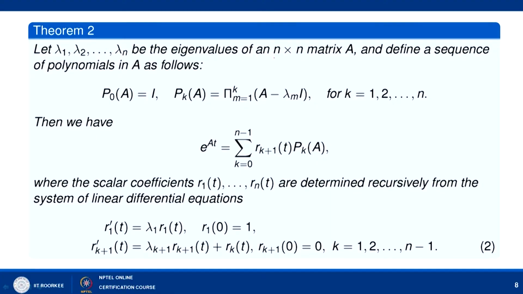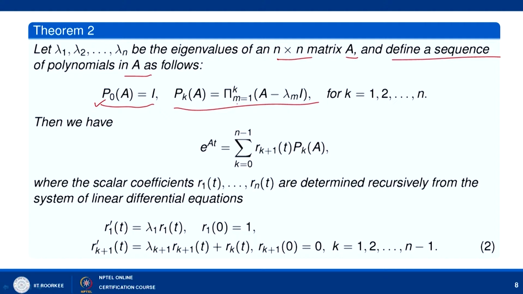So, in this method we are not calculating e to power A t in direct powers of A to power k, but some function of matrix A. So, here this theorem 2 gives the Putzer method to calculate e to power A t. The theorem goes like this: let lambda 1, lambda 2, up to lambda n be the eigenvalues of an n cross n matrix A. Then we define a sequence of polynomials in A as follows: P naught of A equal to I, P k of A is the product of A minus lambda m I, m from 1 to k. So, it is not given directly in terms of A, but lower powers of A are given.